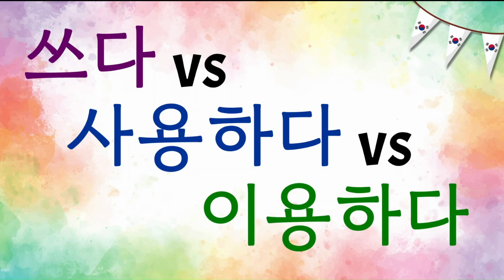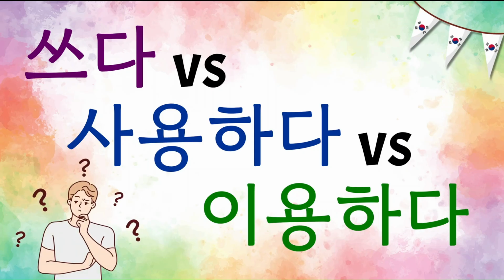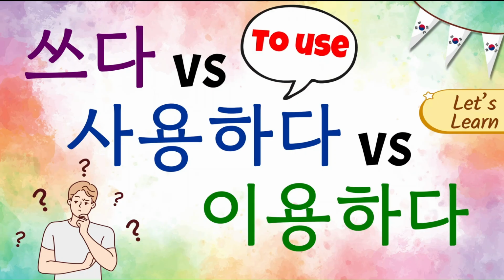Learning Korean becomes tricky when one English word translates into multiple Korean words and each one has a different nuance. So today we are clearing up one of the most confusing sets for Korean learners, especially for beginners. 쓰다, 사용하다, 이용하다. All of them can mean to use, but trust me, they are not always interchangeable.